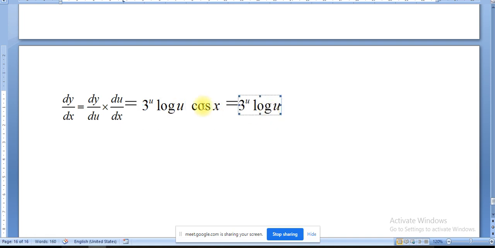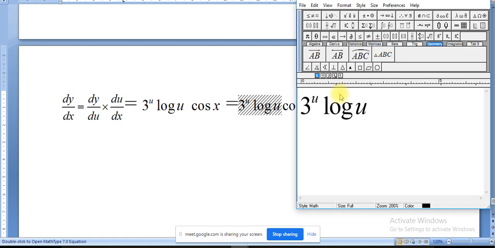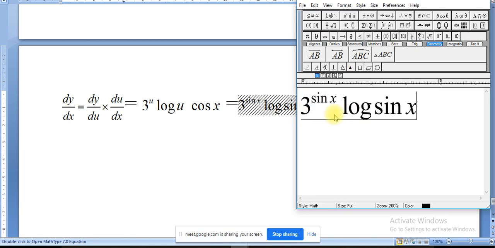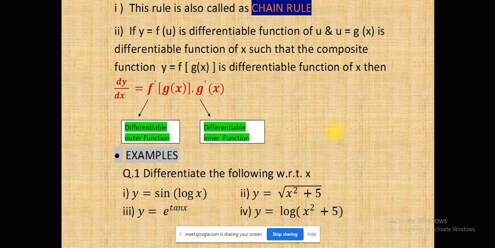Let's replace u by sin x, and this is the final answer for us: 3 raised to sin x into log 3 into cos x. Here a bracket should be there. Now these four sums we can see have already been done using both the methods.